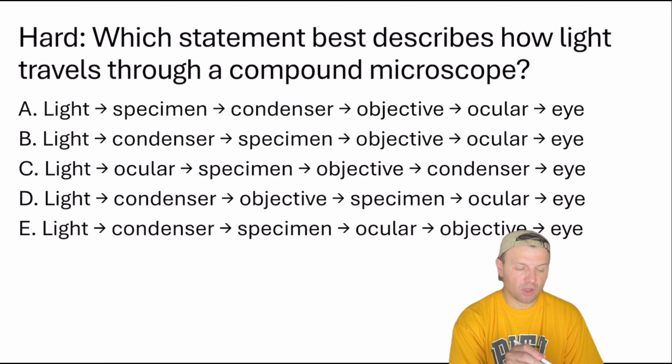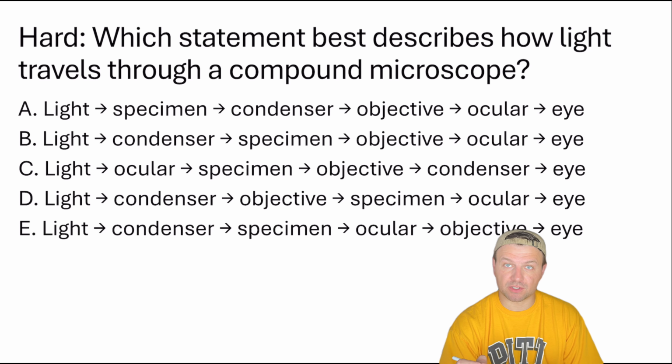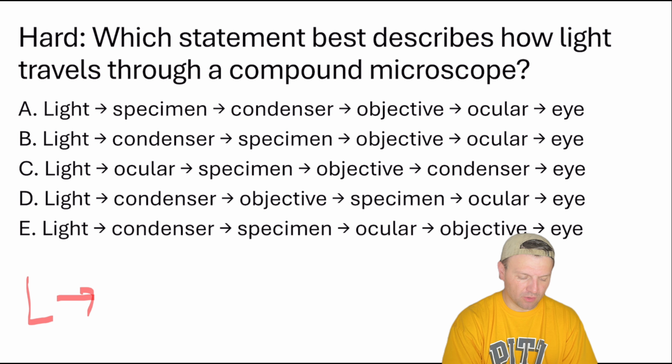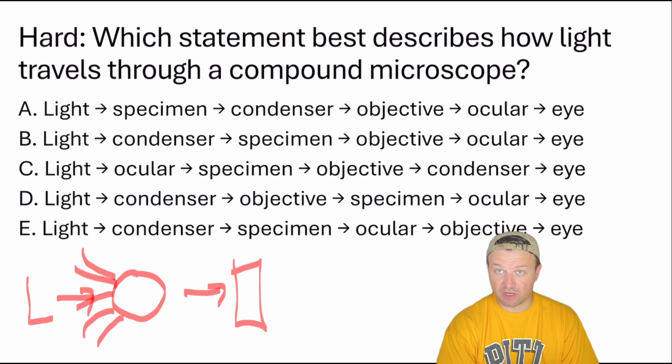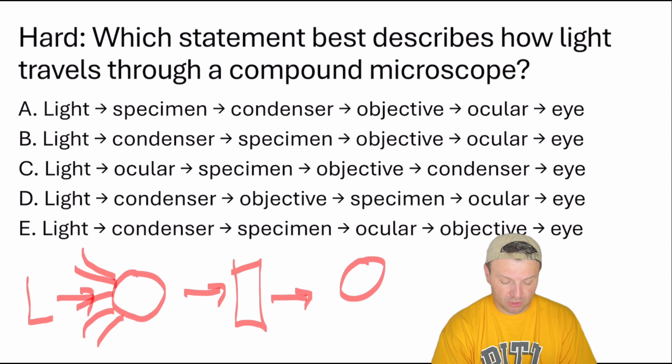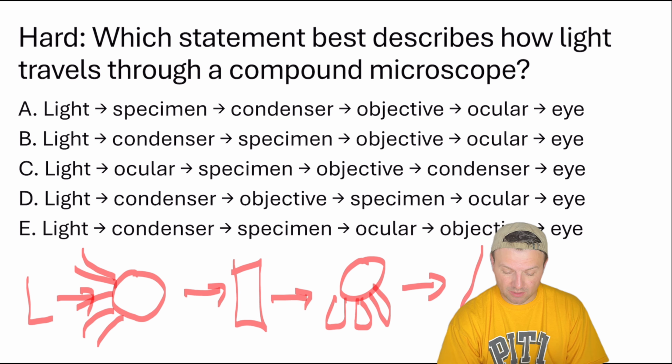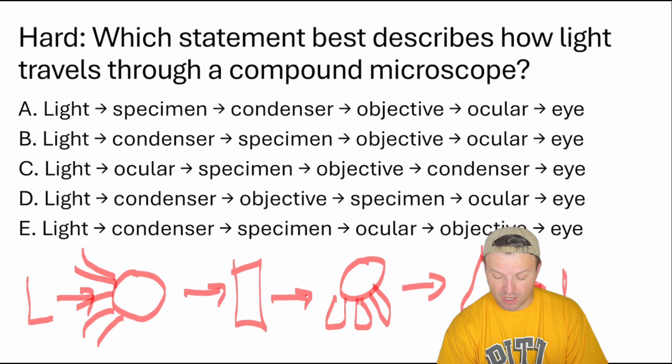Here's our hard question. Which statement best describes how light travels through a compound microscope? Remember that the light is going to go through our condenser, which is going to kind of focus and condense all of the light. Then it's going to go through our microscope slide and whatever's on it. It's going to go through our objective lens next, where there's 3 of them. It's going to go through our ocular lens, which is at the top, and that's what we look through, and then it's going to enter our eye.